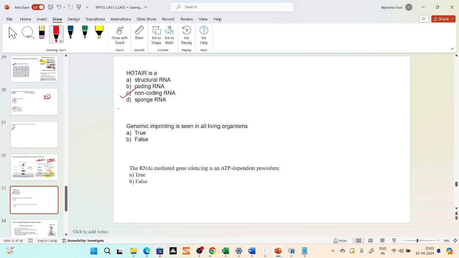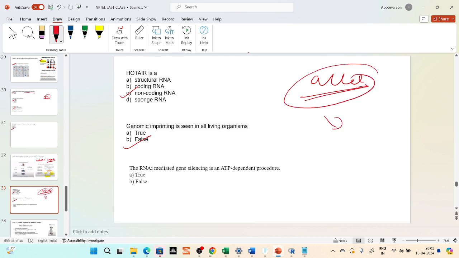Genomic imprinting is seen in all living organisms? No, genomic imprinting is not seen in all living organisms, because imprinting occurs only in specific genes. What is the meaning of imprinting? If a gene has two alleles, then the allele of one of the parents is permanently repressed. It is already known that this particular gene would be inherited from one particular parent, either mother or father. So the expression of that gene is imprinted to occur from the allele of the mother or father. That is imprinting.